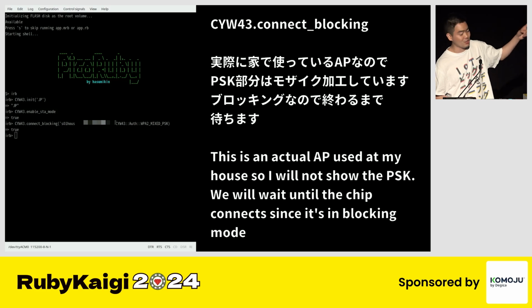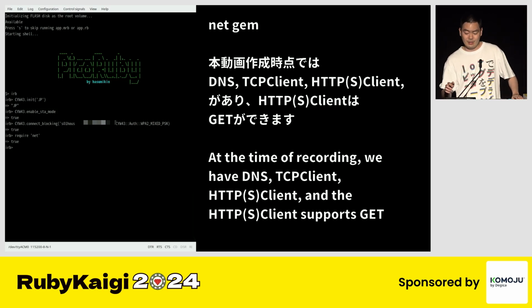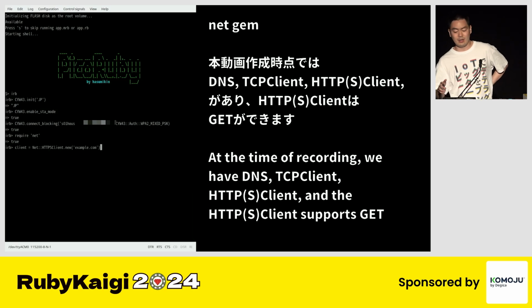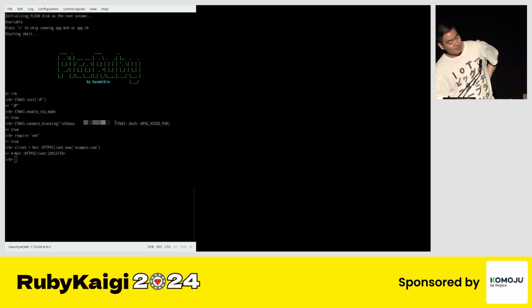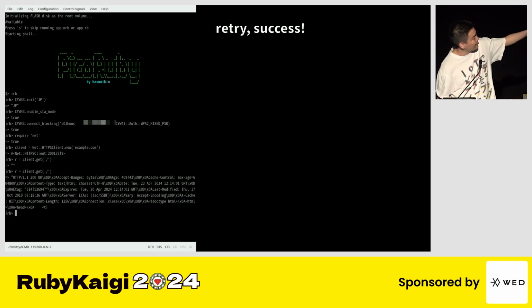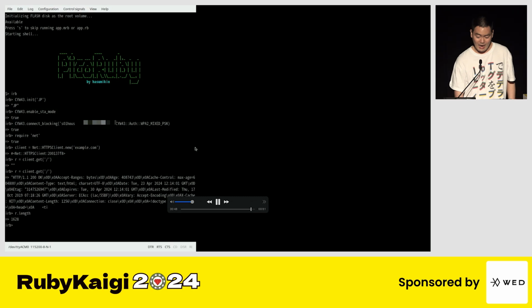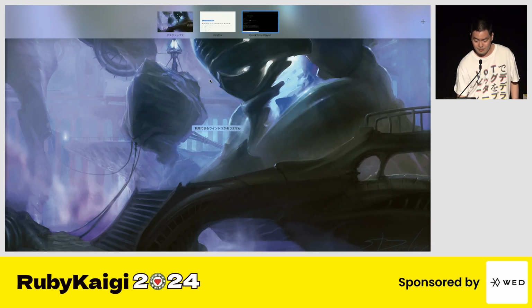This is the actual password. I'm not showing my actual home SSID and password. So, and then after it's connected, we're going to instantiate the HTTPS client and connect to example.com/. Oh no, it's not working. So we're going to retry again. Then it's succeeded in getting the content. So yep, I will explain about the failure later. So let's go back to the slides.